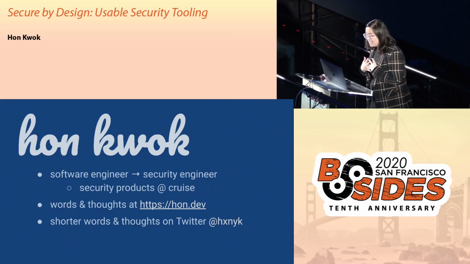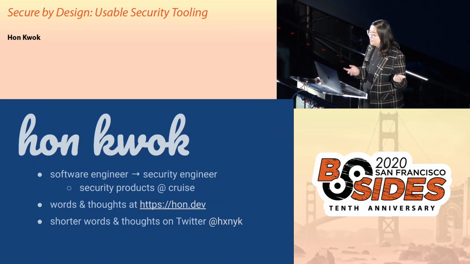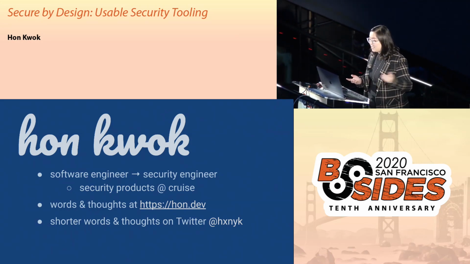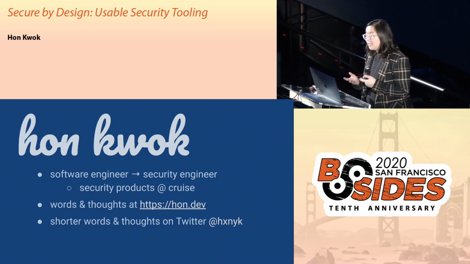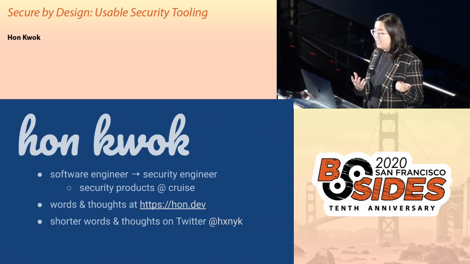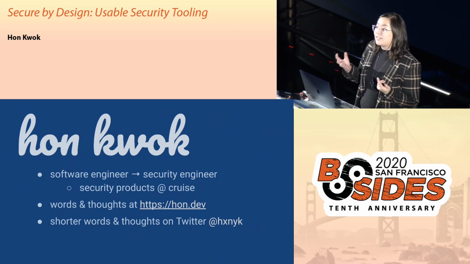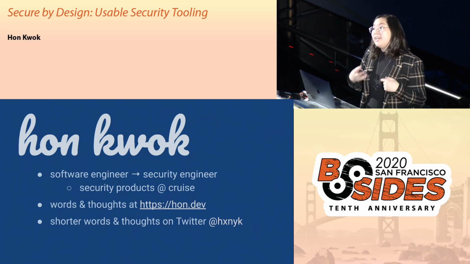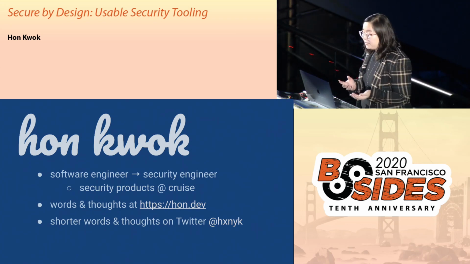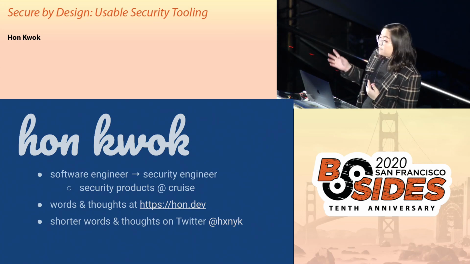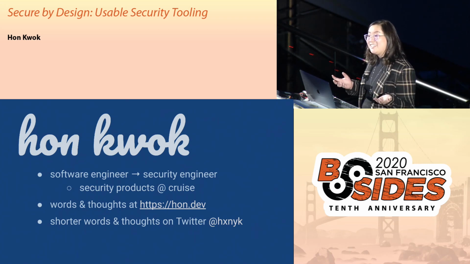A little bit about myself. My name is Hon Kwok. I started working in tech as a software engineer at Sumo Logic building observability pipelines a couple years ago. About half a year ago, I moved into InfoSec, where now I work as a security engineer at Cruise. I build human-centric security experiences on the security products team, and I'll elaborate a little more on what I do next. Outside of work, I occasionally write long-form thoughts on my blog, hon.dev, and I'm also on Twitter and can be reached there if you'd like to say hi.